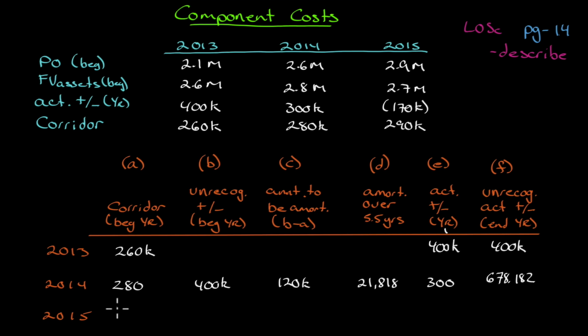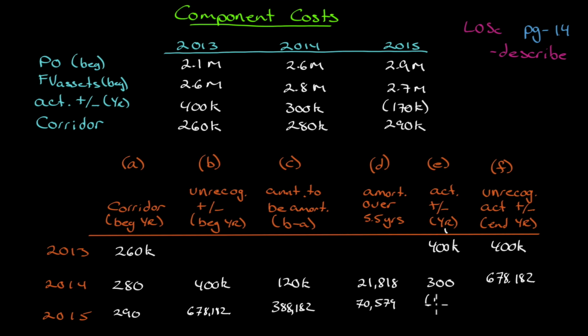Let's go into 2015. What is our corridor? Our corridor is set up as 290. What is our unrecognized amount at the beginning of the year? 678,182. And B minus A gives us 388,182, because anything over 290 we can amortize. So now we're going to amortize 388,182 over 5 years, which will give us 70,579 per year. So this becomes the new number now.